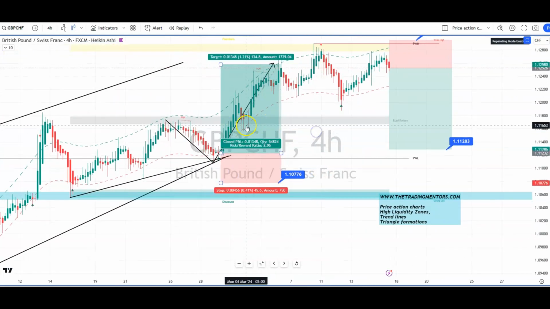The other thing to do, and make sure it's above 2 times risk to reward.